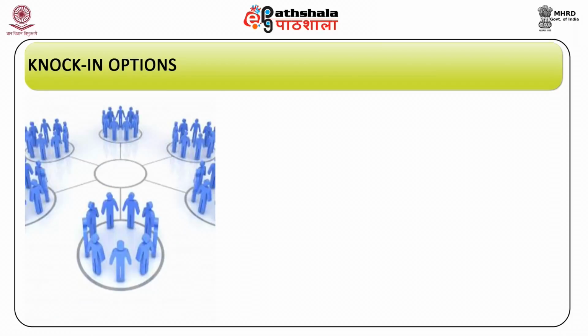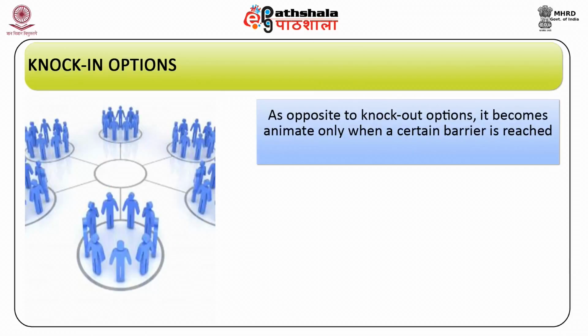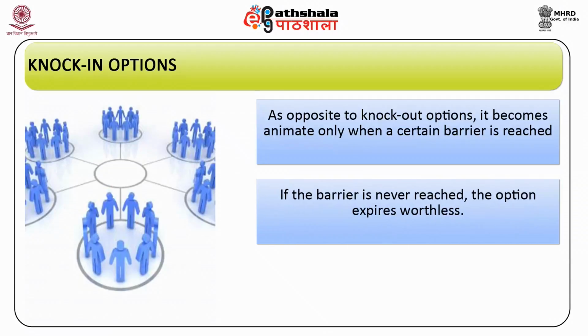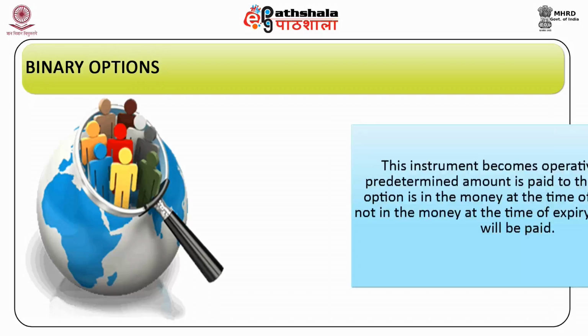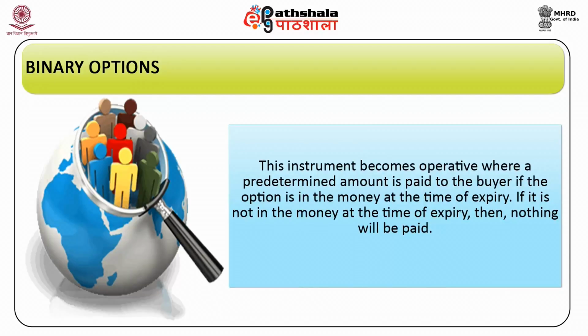Knock-in options. As opposed to knockout options, it becomes active only when a certain barrier is reached. If the barrier is never reached, the option expires worthless. For example, a call on the dollar, say at 65 Indian National Rupee, becomes operative only if, before its expiry, the spot rate goes above, say, 70 Indian National Rupees per US dollar or below, say, 60 Indian National Rupees per US dollar.